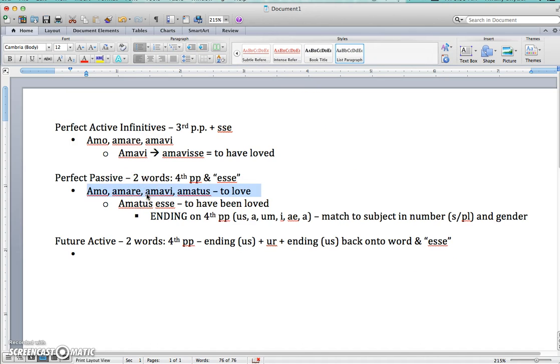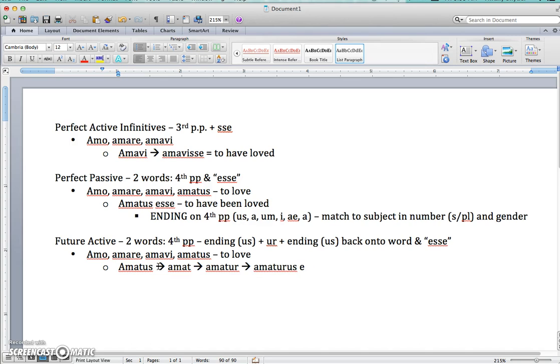I'm going to use this one up here. I need to type it again. Here we go. Let's take the fourth principal part, amatos. We're going to take the ending off of it, so it's amat. Next step, let's add in the UR. So amator, not done yet. We have to add the ending back onto it that we took off. So amatoros is the first word.